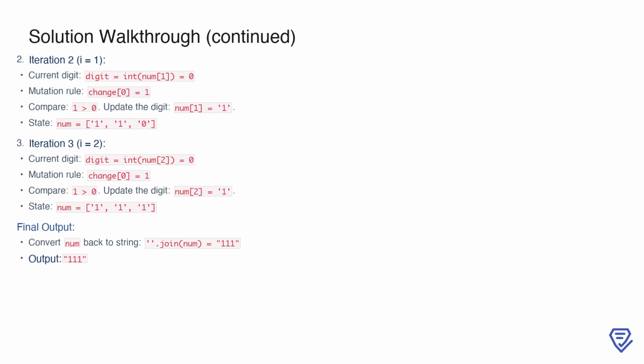In the third and final iteration, the current digit at index 2 is also 0. Again, the mutation rules indicate that change 0 is 1. Since 1 is greater than 0, we replace the digit at index 2 with 1. The final state of number is 1, 1, 1. Converting this back into a string gives us the output 111.